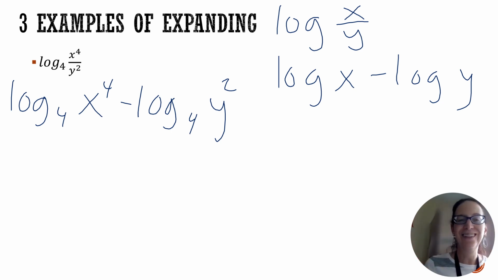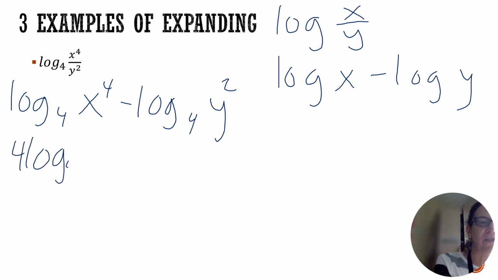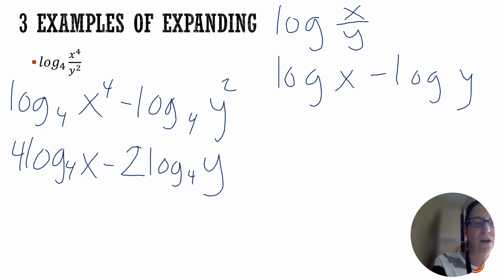And now I can take those exponents and move them down front, and they're only going to go with the variable that they were assigned to. So this 4 would come in front of the log base 4 of x, and then the 2 comes down in front of log base 4 of y, and we have stretched it out. You guys can't see my arms, but I am stretching it out. It's dark in my classroom.